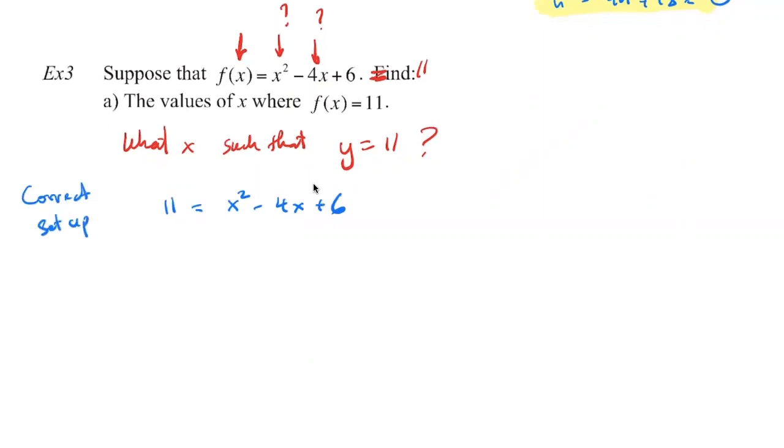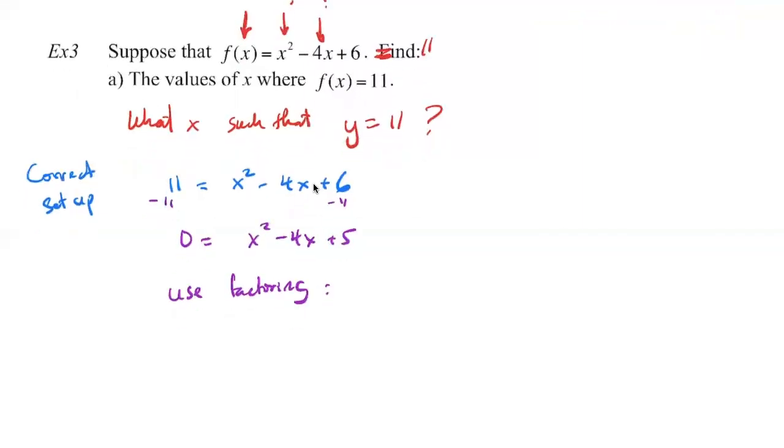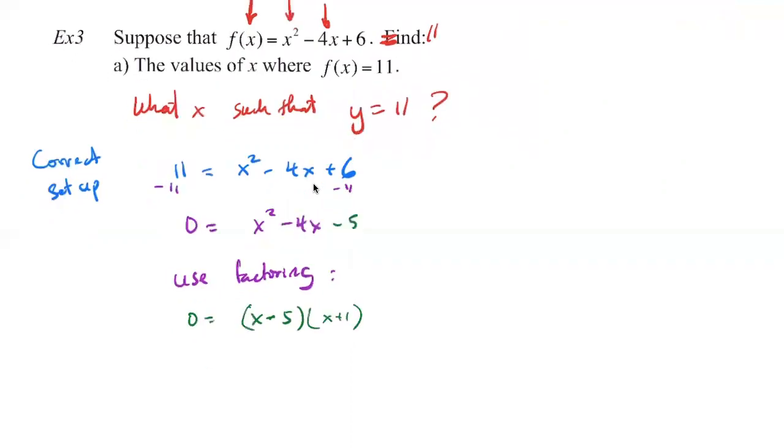You want to isolate, making one side equal to 0, so that you can factor. All right, so use factoring. I think I got it wrong. 6 minus 11 is -5. That's where I went wrong. So my two x values are -1 and 5.